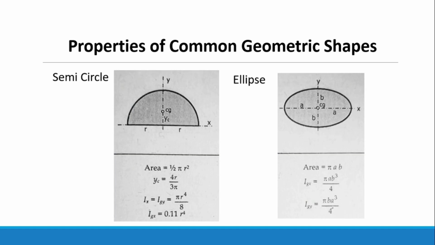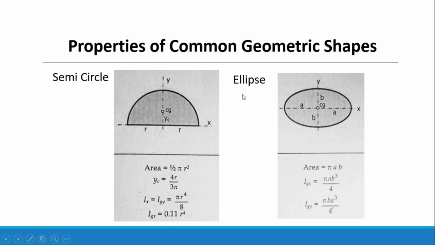Semicircle, which means one half of the total area of the circle, so the area is equal to one half of pi r squared, where y sub c is equal to 4r over 3 pi. And I sub x is equal to I sub y is equal to pi r to the fourth all over 8, and I gx is equal to 0.11 r to the fourth.